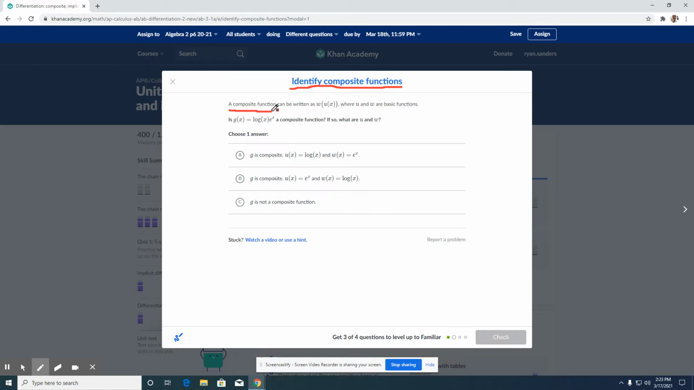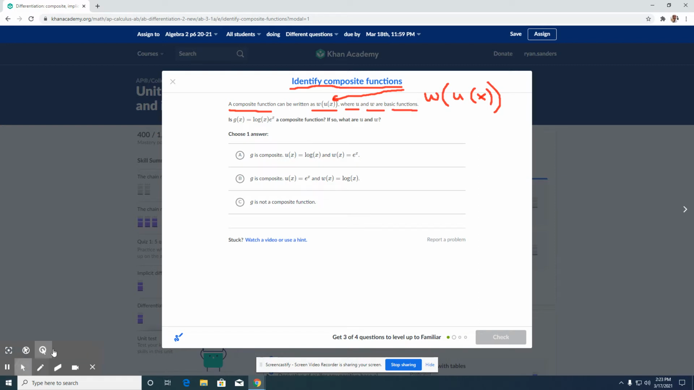A composite function can be written in this form where u and w are the basic functions. Notice that u is inside of w. So here's our w function, and then the u function is inside of it. Right now we're just identifying it, and then we'll deal with the calculus of it later. So is this a composite function?